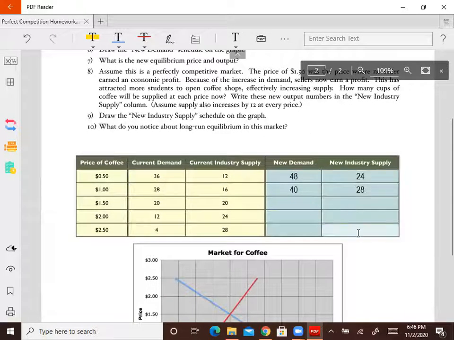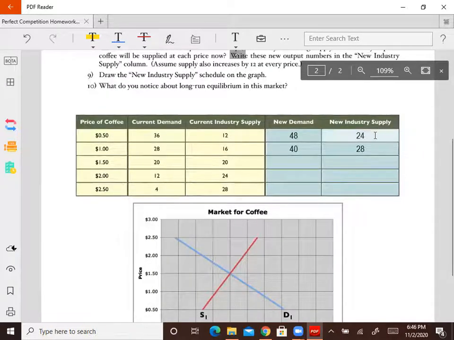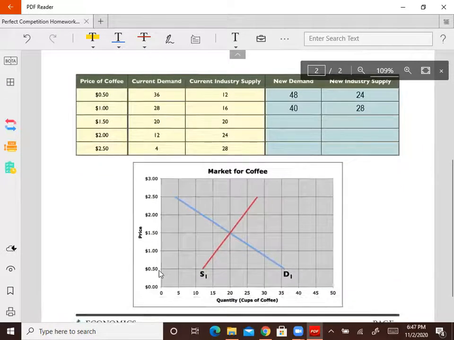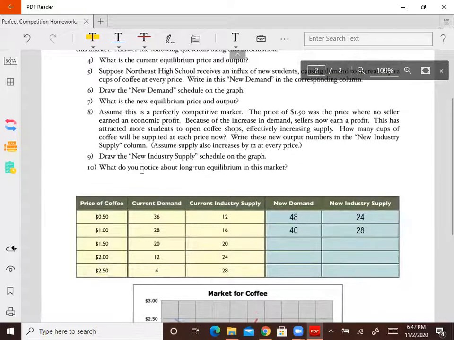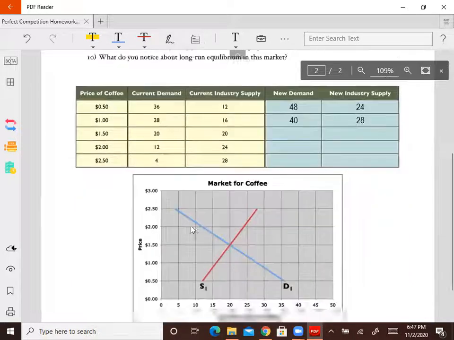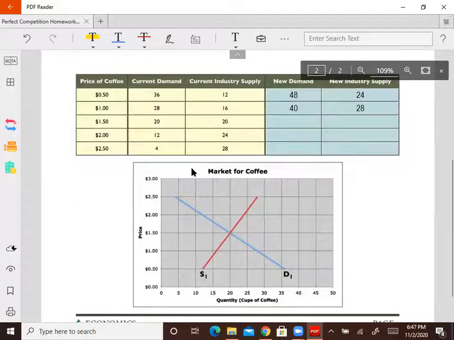And then you're going to draw the new industry supply schedule on the graph. This is going to be your X and the price is going to be your Y. So at 50 cents, you're going to go over 24. So we're going to be at 50 cents and then over 24. That's going to be your first dot. And then, what do you notice about the long run equilibrium on this market? That's a question you're going to have to answer once you finish drawing this graph.